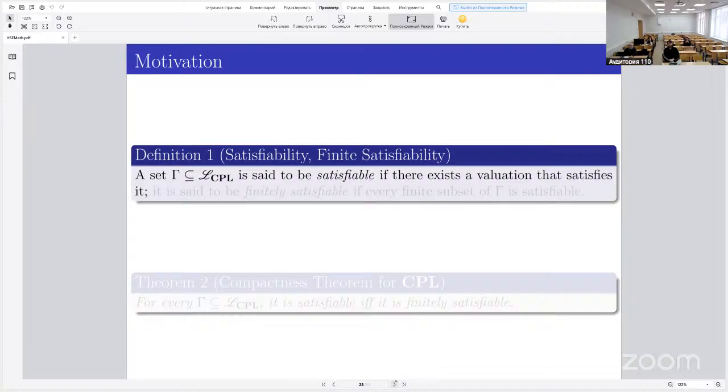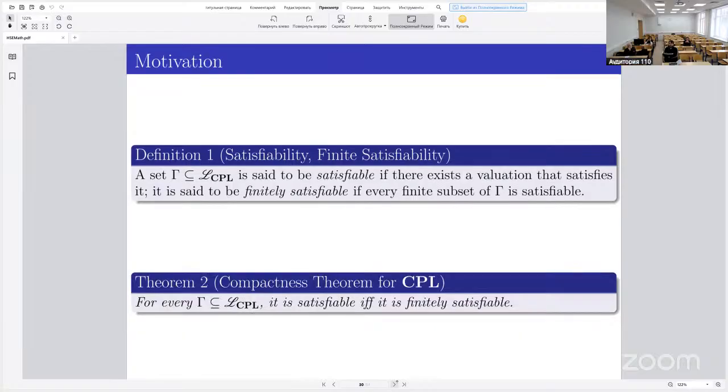LCP here denotes the set of all well-formed formulas of classical propositional logic. We say that a set of formulas is satisfiable if there exists a valuation that satisfies it. It is said to be finitely satisfiable if every finite subset of gamma is satisfiable. Compactness for classical propositional logic says that finite satisfiability is equivalent to satisfiability.